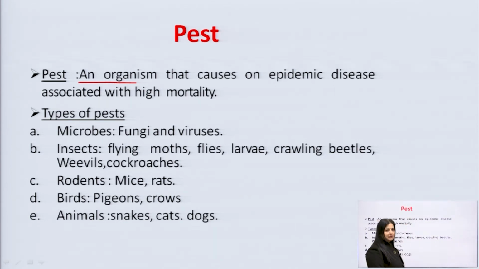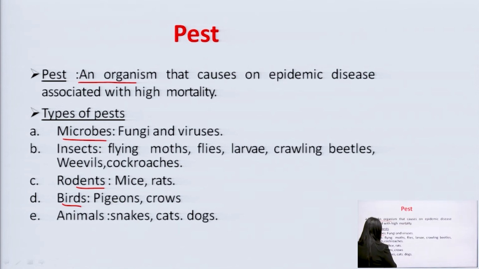Types of pests include, say, microbes, which can be fungi and virus. Fungi and virus can attack the plant, so they are pests for the plant. Insects, including flying moths, larvae, crawling beetles, weevils, cockroaches, which generally eat the plant and feed on it, so they are also a pest. Rodents, mice and rats, are often seen in the field. They are also pests which infest the crop yield.